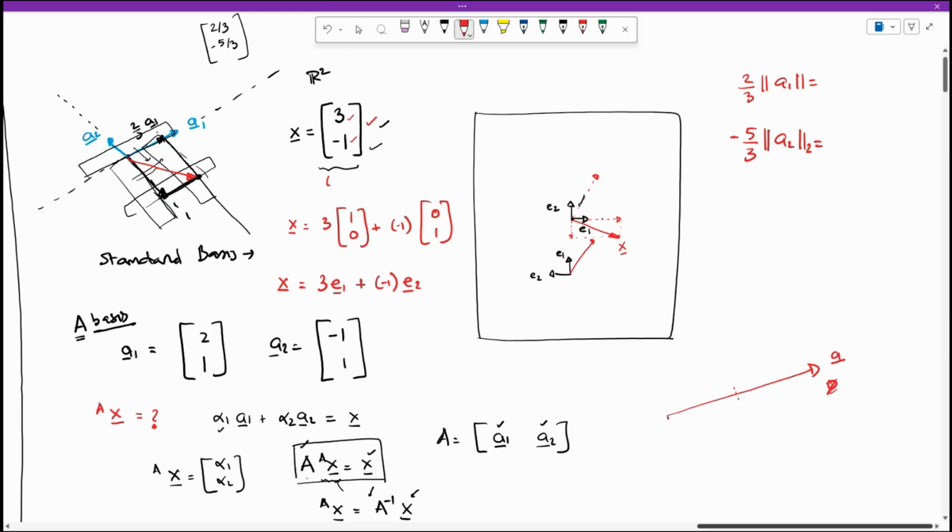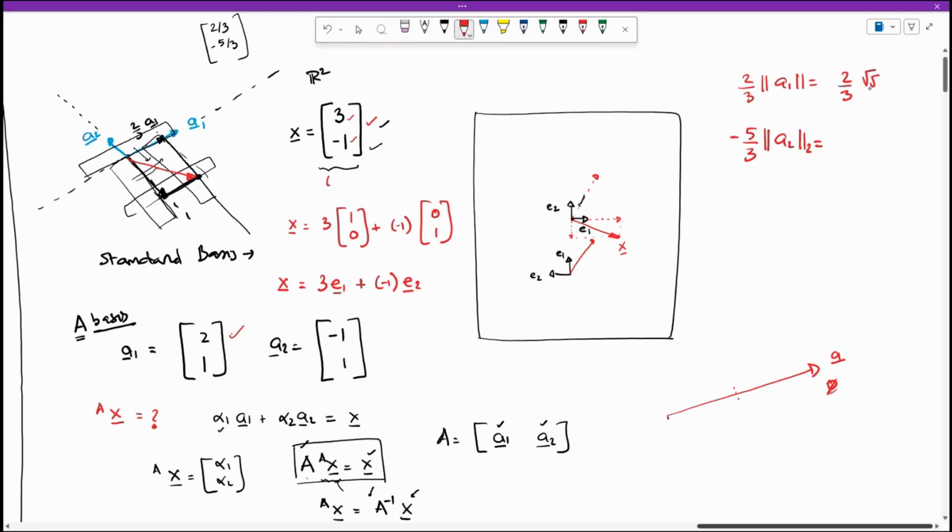What will you do? What is the first step you'll do? Sorry? Correct. Total length. So the first thing you will do is measure the length of my vector. So do that. Take the ruler, or see, because you have, sorry, no, it's not root 10, it's 2, 1, right? So it will be root 5. So yes, the length of a1 is root 5.